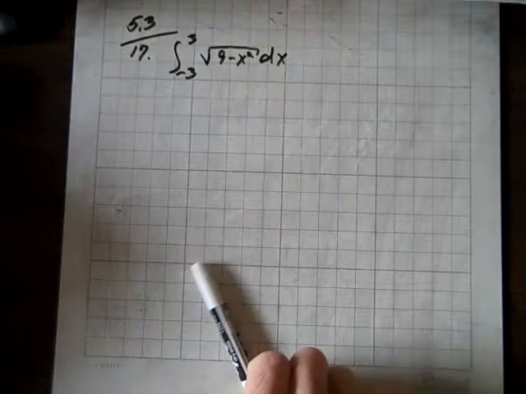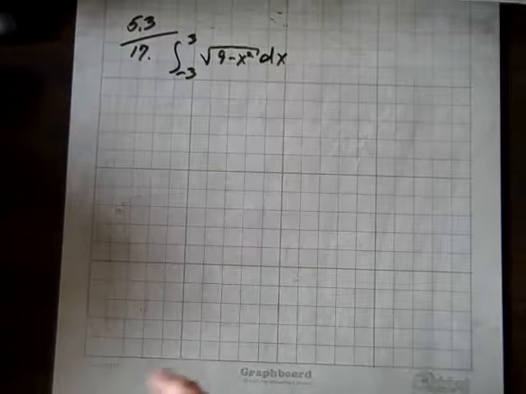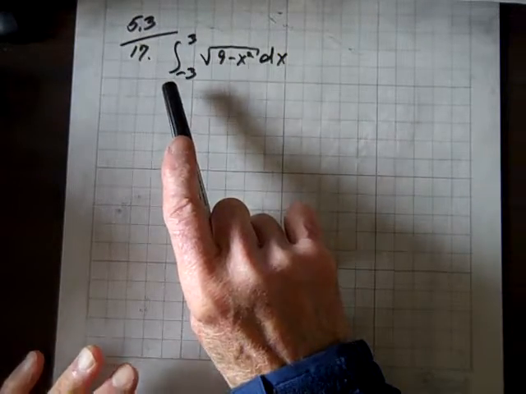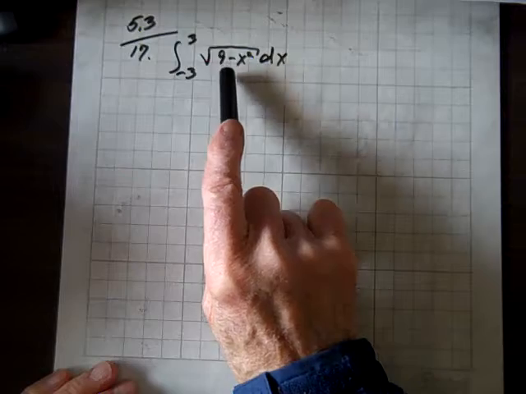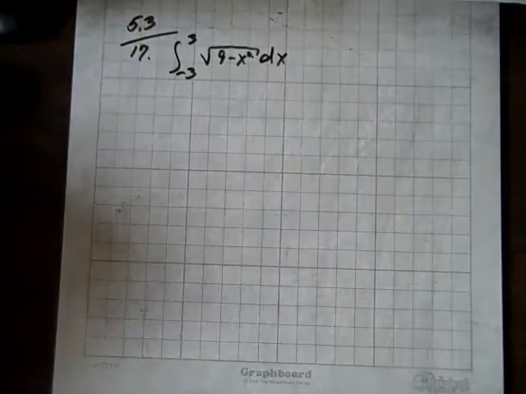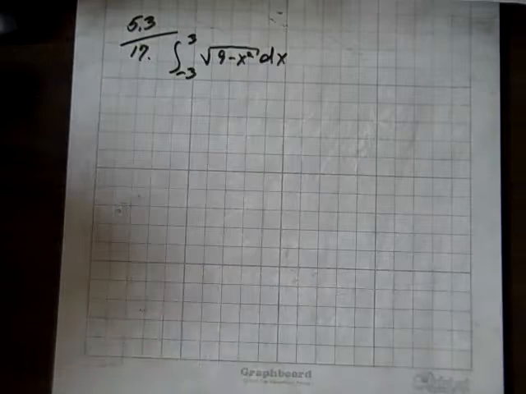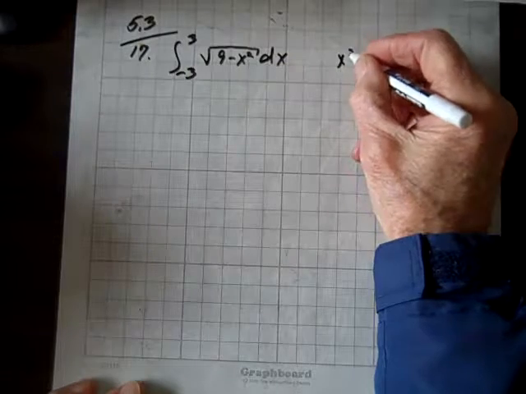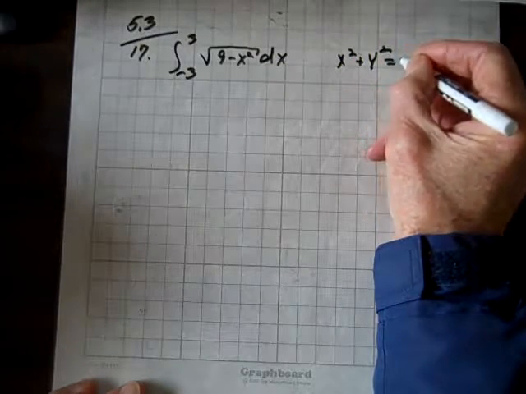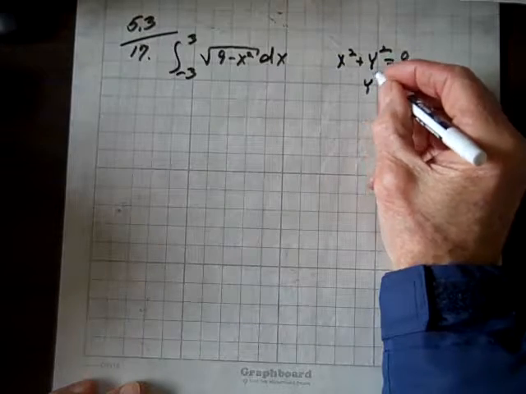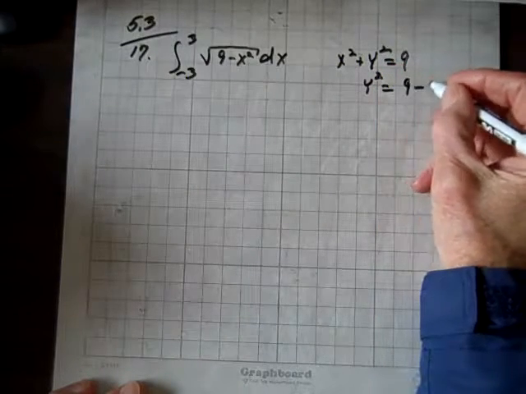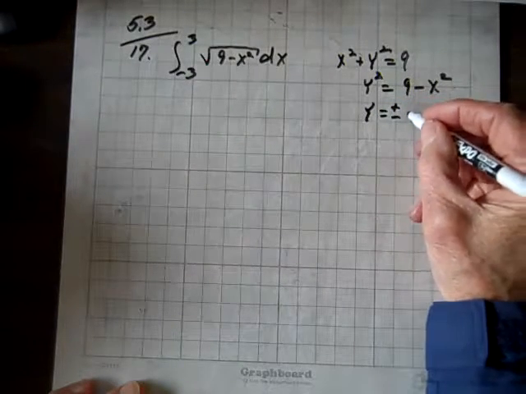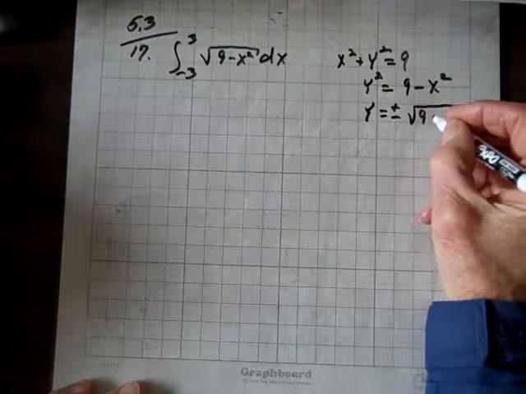Now we're doing question 17 on section 5.3, and they want us to integrate by using geometry. In other words, draw the picture of the associated function and find the area of that and equate it to this integral. So first of all, if we have x squared plus y squared equals 9, then y squared equals 9 minus x squared, and y equals plus or minus the square root of 9 minus x squared.